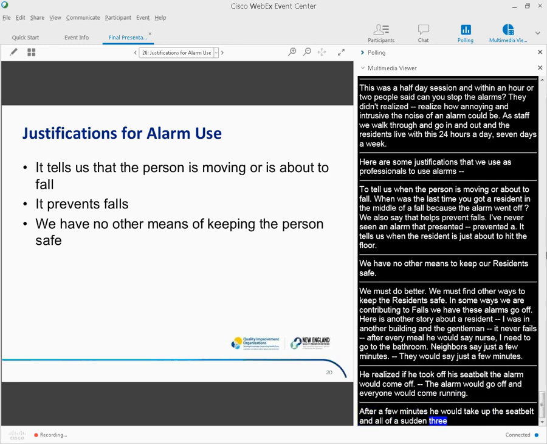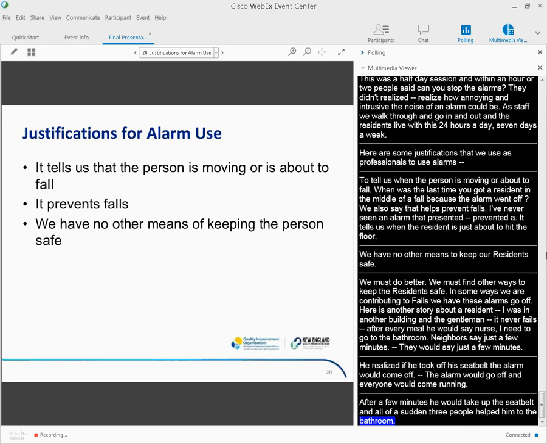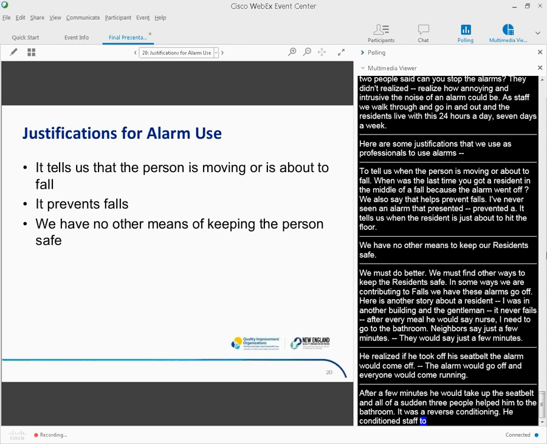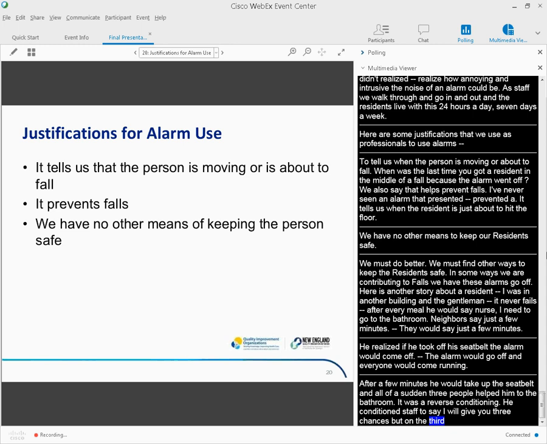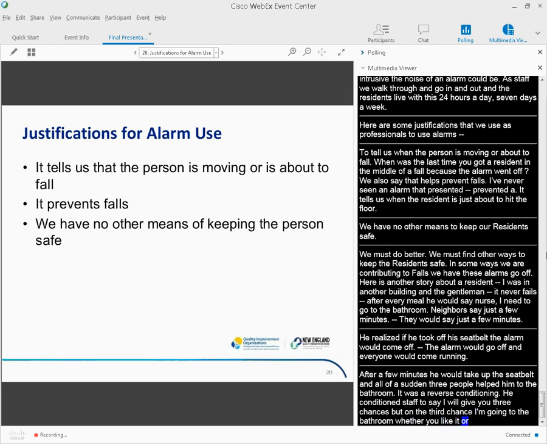So it was actually a reverse conditioning. He had conditioned staff: okay, I'll give you 3 chances, but on that 3rd chance, I am going to the bathroom whether you like it or not. So he takes off his seatbelt, and he gets the attention that he needs. 3 people every single time he takes the seatbelt off.